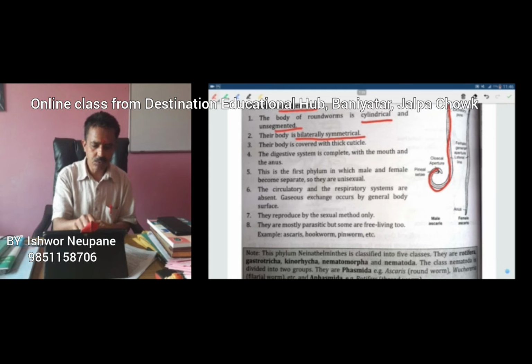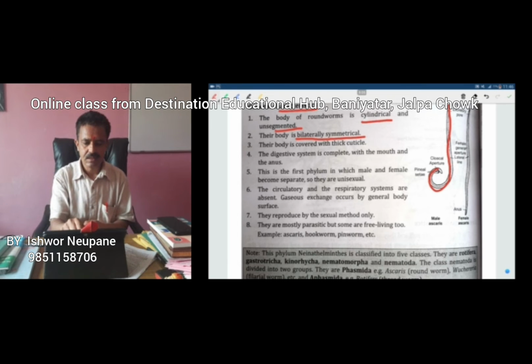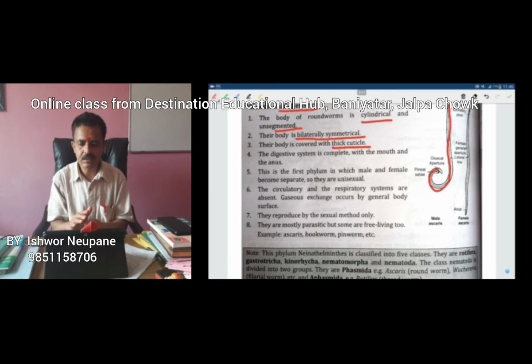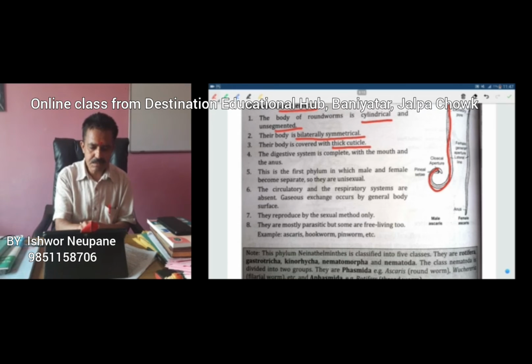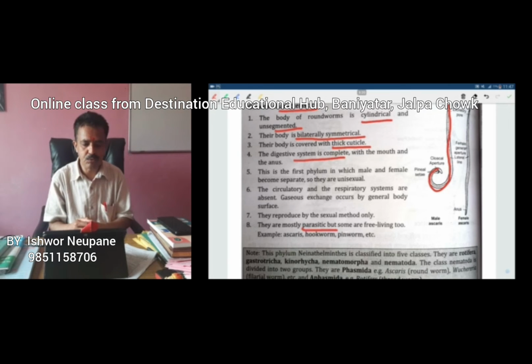Now students, what are we going to discuss? The characteristics of Nemathelminthes. First, their body is cylindrical and unsegmented, very long and not divided into any segments. Body is bilaterally symmetrical. Bilaterally symmetrical means their body can be divided into 2 equal halves by 1 line.